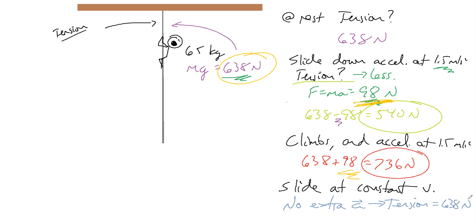In order to have more or less tension or force, you need to have more or less acceleration. So this is where you'd be sliding down at a nice constant velocity, no acceleration whatsoever that's extra. The tension would just remain at the 638.